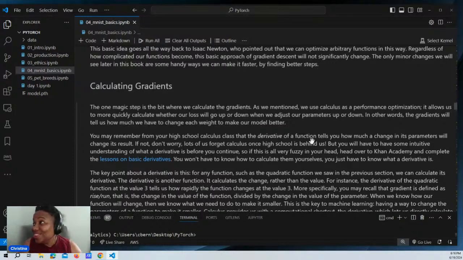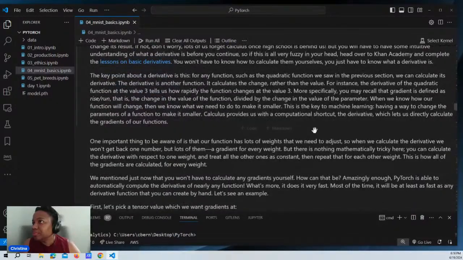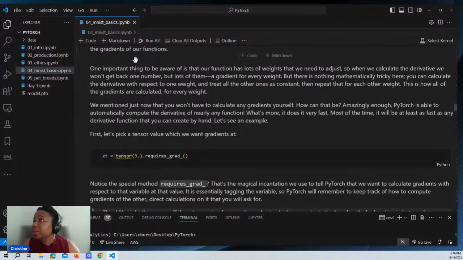And it's fun when you know what you're doing, but we're going to skip that. And we're going to go to this point. If a function has a lot of weights that we need to adjust, when we calculate the derivative, we won't get back just one number, it's a gradient for every weight. There's nothing mathematically tricky here, but you can calculate the derivative with respect to one weight and treat the others as constants, because you're checking everything across except for this one change. And that's kind of how you do it.